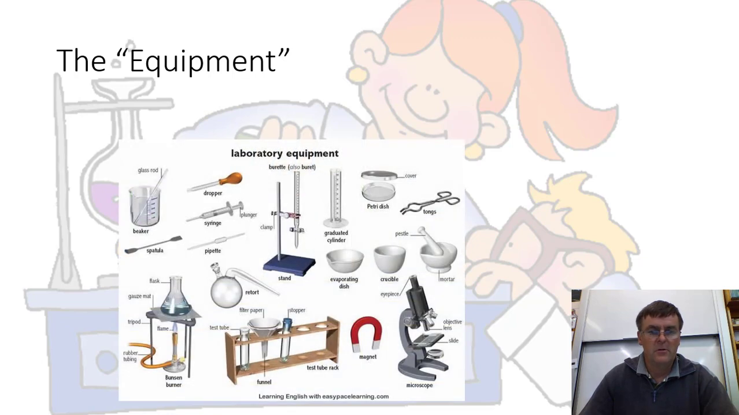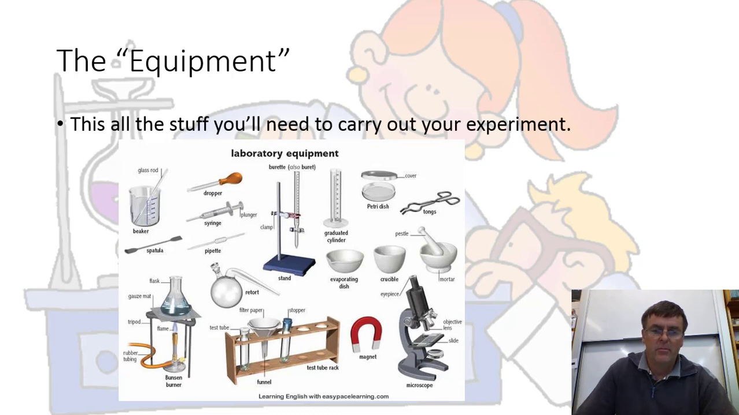The equipment, yes, all the stuff we're going to need. If I'm doing my cake experiment, I might not need all that stuff, but I'll need other stuff. So whatever you need to carry out your experiment, that's the equipment you need. And then add that into your method. So if people are doing your experiment again, they know what to collect, what they're going to have to use.